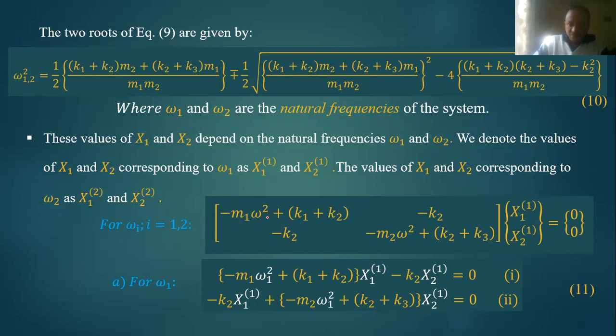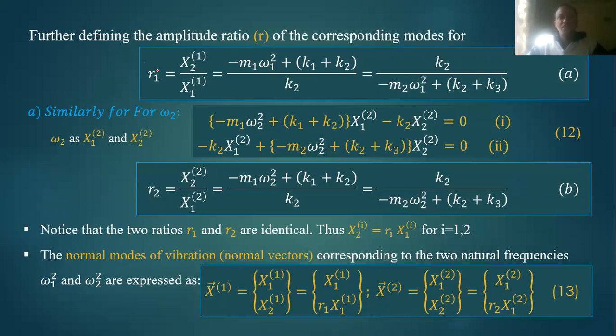So we have omega here, also omega here. Instead of this omega, we substitute omega 1 for the first mode. The value of omega 1 is substituted here, and then what we get is the amplitude equation. And then we will go to the amplitude ratio. In the first natural frequency, what is the amplitude ratio?